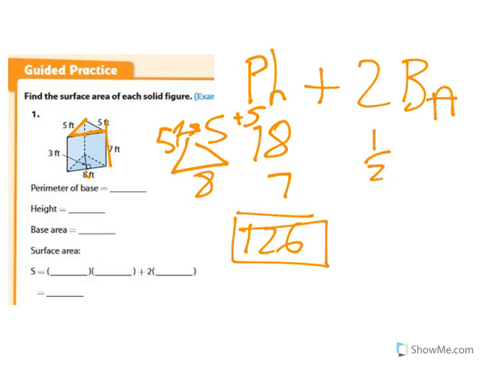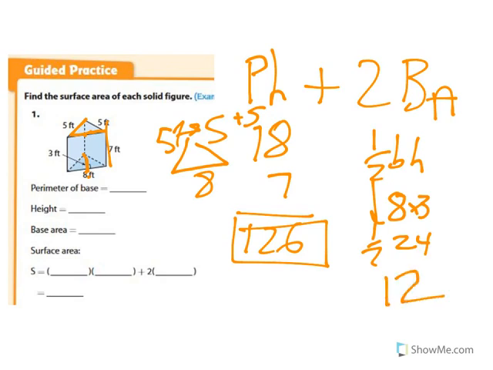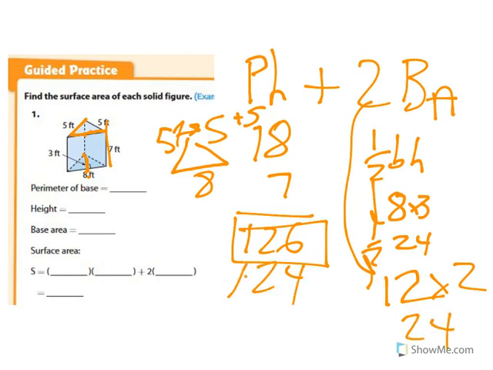So the area of a triangle is 1/2 base times height. The area of my base is 8, and now the height of my triangle is 3. So that's 24. Now I need to take 1/2 of that. So 1/2 of 24 is 12. And now I have to times it by 2, and so that's 24. I add that to what I have, and I get 150 square feet is my surface area.